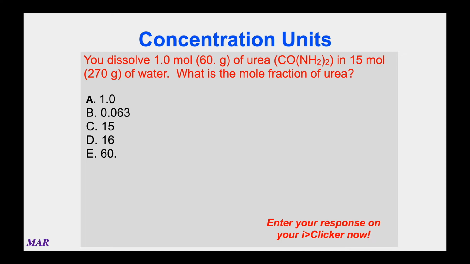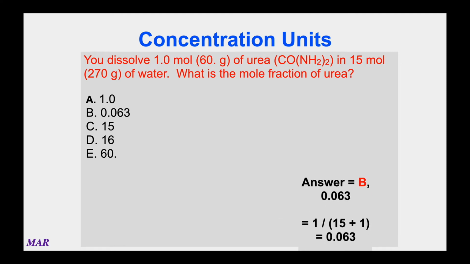Okay, so this is the kind of problem you might see. The mole fraction of urea would be moles of urea on top divided by total moles. So urea, we have 1 mole of it. We're going to divide it by total moles. So that would be 1 mole of urea plus 15 moles of water. Mathematically, it would be 1 divided by 16, and that answer comes out to be 0.063.